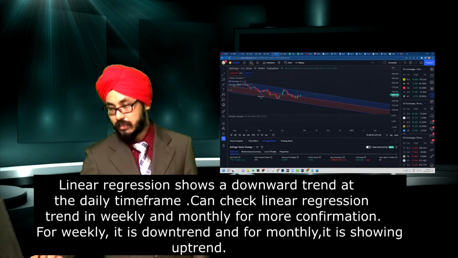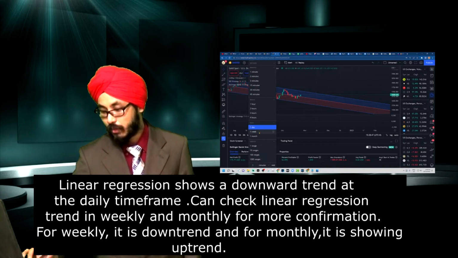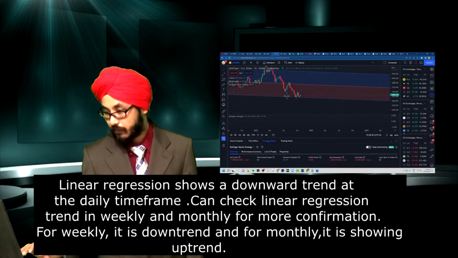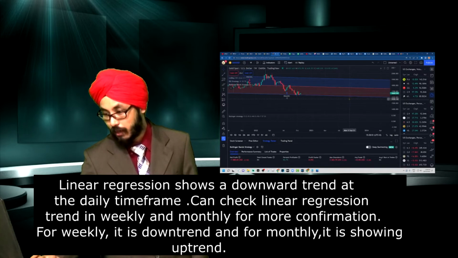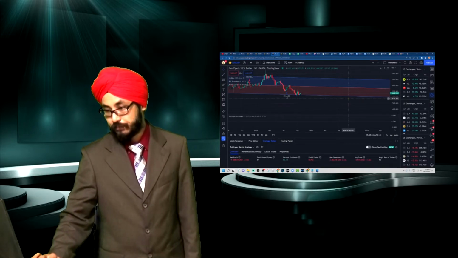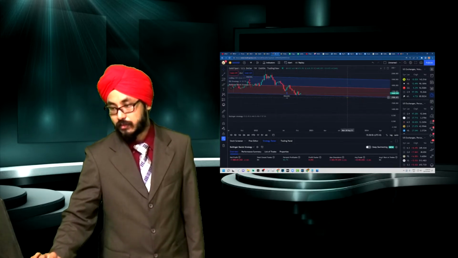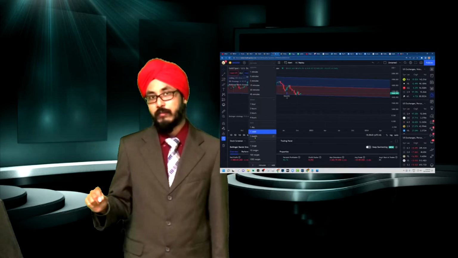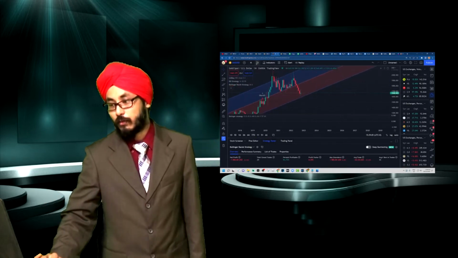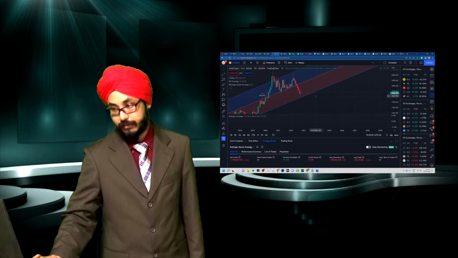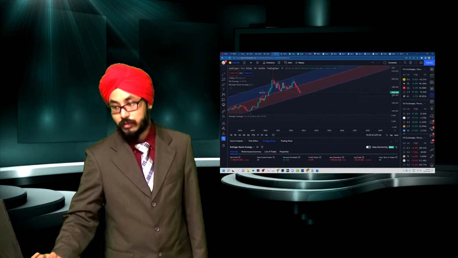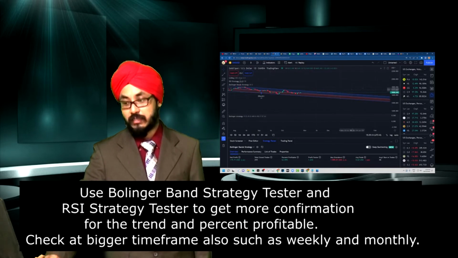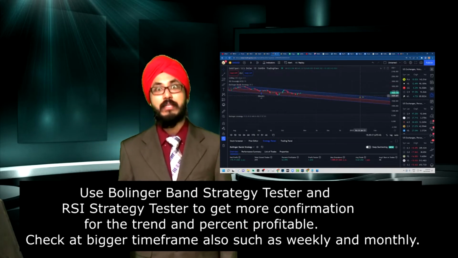And for our higher time frame, the monthly, we are having an uptrend. Thus, this also confirms that our downtrend is much stronger compared to the higher time frame monthly trend. If we would like further confirmation, we can use the RSI strategy tester and also the Bollinger Band strategy tester.